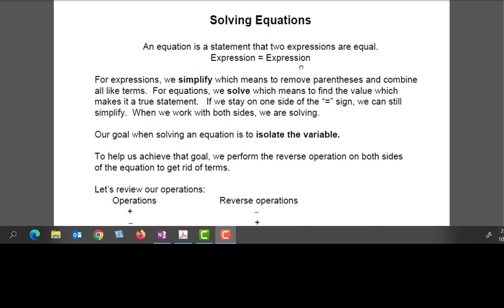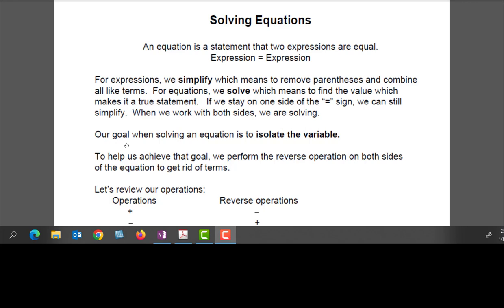If we only had one side, so just this left-hand side or just the right-hand side, that would be an expression, and we would simplify, which means to remove any parentheses or combine all like terms. For equations, which is the whole thing, we solve, which means to find the value which makes a true statement. If we stay on one side of the equal sign, we can simplify. When we work with both sides, we are solving.